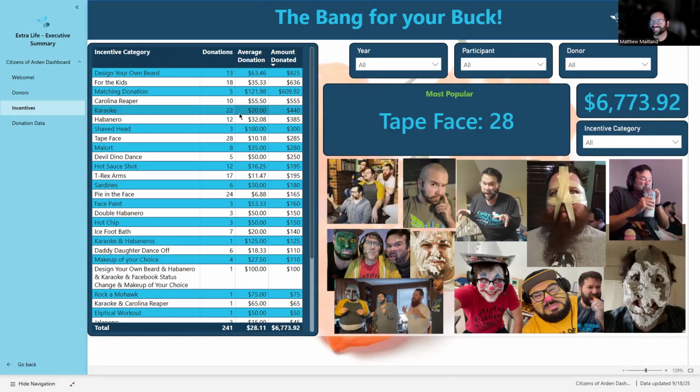So here we can see all the different donations, obviously on the left, broken down by how many different donations we've gotten for that, how much the average amount that we've gotten for it is, because in all honesty, we kind of fluctuate the price depending on what seems to be more popular, or maybe just how big of a hassle it is for us to do. And then we can also see the total amount that has been donated as a result. You can break it down by year, by participant, by donor.